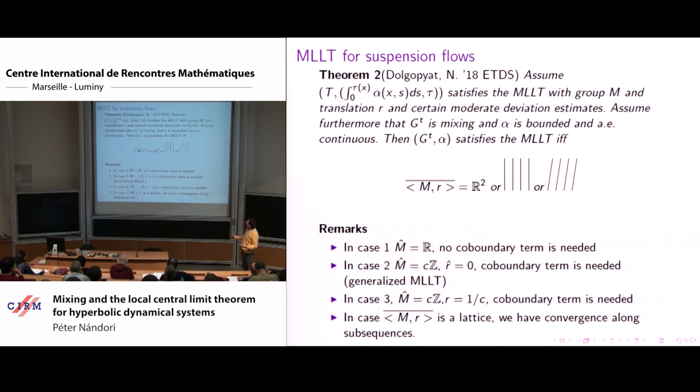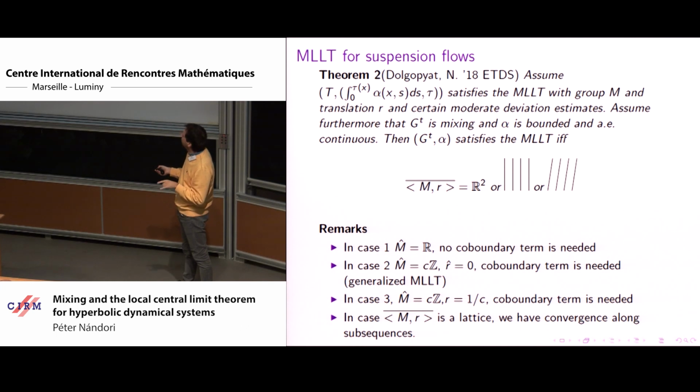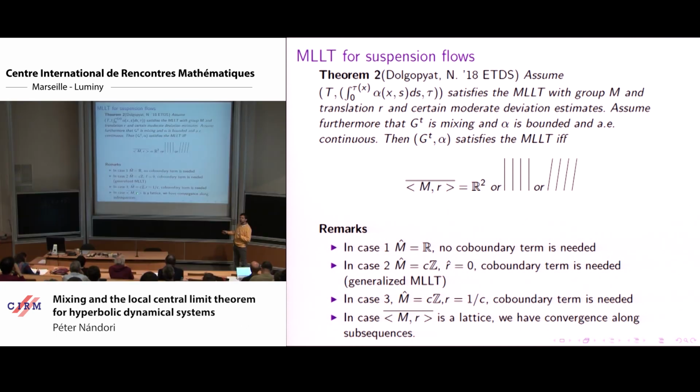And case 3 would be, well, still you need coboundary terms, M hat is still a lattice, but now you need R as well, or probably should be an R hat. So that kind of R hat is a shear that transforms this picture into that picture. Okay, that's the moral of the story. Maybe I want to comment a little bit on this extra arithmetic obstruction. So in case this is a lattice, then we have convergence along subsequences. Okay, what do I mean by lattice? So could it be Z2? Could it be Z2?